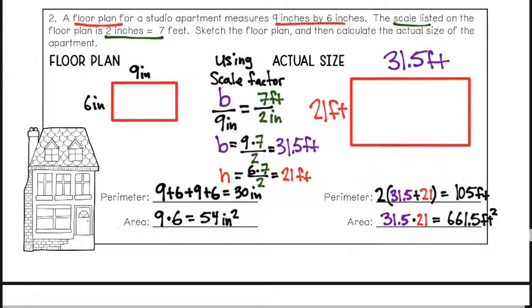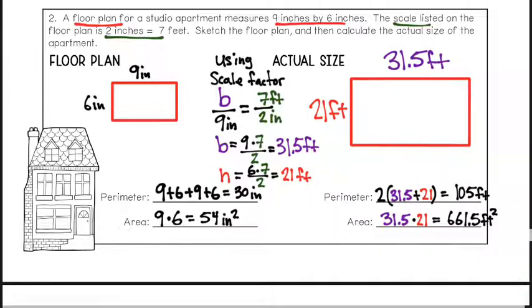Now, a really cool thing you might want to check, go ahead and take your calculator and divide, first off, 7 divided by 2, and then second, divide 105 by 30, and then third, divide 661.5 by 54. There's a really cool thing that happens with that, and we can talk more about that later, but hopefully this was helpful for you.